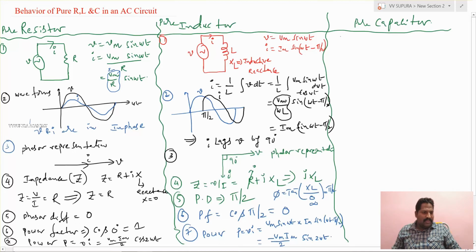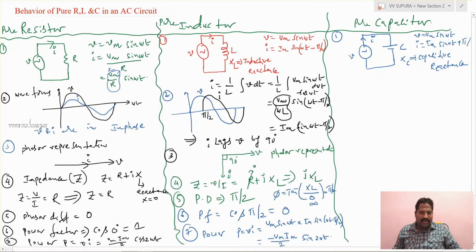Now the next part is for a pure capacitor. Coming to the phasor diagram. A sinusoidal supply is given to a pure capacitor C. It has capacitive reactance XC, known as capacitive reactance. It is voltage V. Because of this voltage V, the current flowing through the circuit will be I. Now V is equal to Vm sin omega t. Now I is equal to Im sin omega t plus pi by 2.